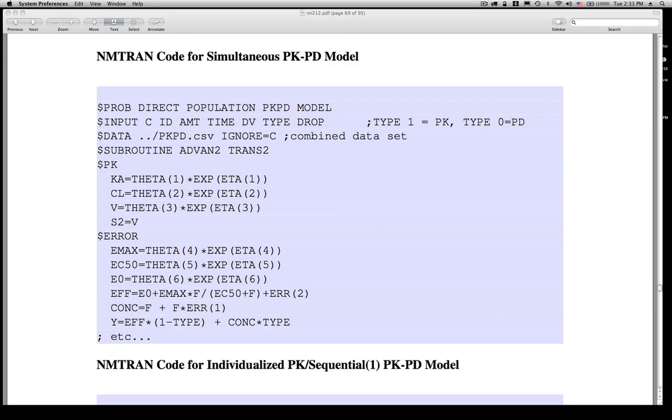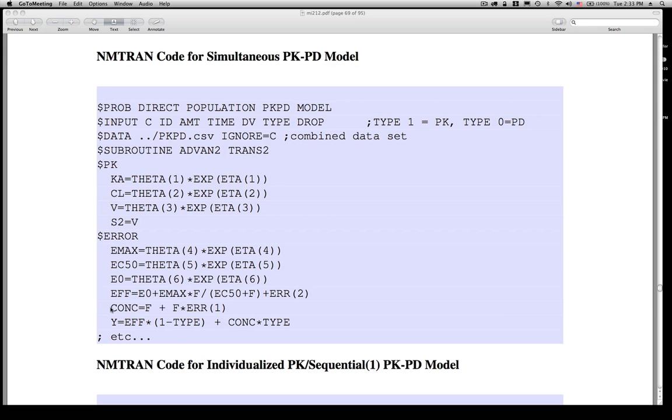Okay, I've got a question here on this one I noticed. Why is concentration used for effect, including error, instead of F? Why is constant? I'm not sure where that's coming from.